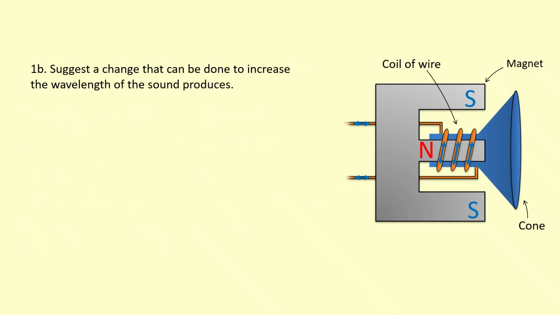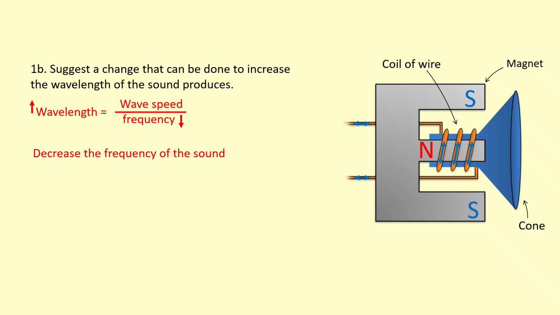Suggest a change that can be done to increase the wavelength of the sound produced. So if you remember, wave speed is wavelength times frequency. And if we rearrange this for wavelength, if we want to make the wavelength longer, we need to decrease the frequency. Okay? So to decrease the frequency of the sound, we have to actually decrease the frequency of the alternating current that we're using.